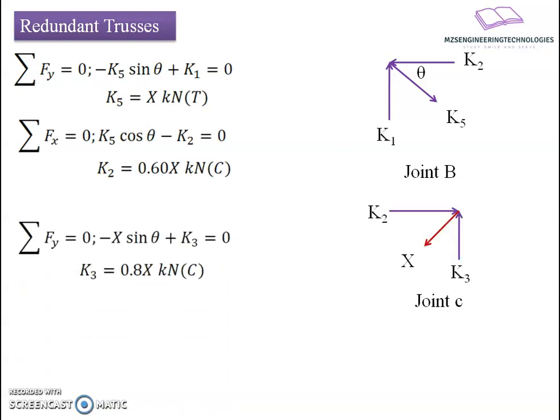After that, we will move to joint C. At joint C, we have three forces: one is the redundant force X, and the two member forces meeting at the joint, K2 and K3. Among these, X and K2 are known to us. Now the only unknown that remains is K3. So summation of Fy equals 0 results in the relation minus X sine theta plus K3 equals 0. K3 comes to be 0.8 times X kilonewton in compression.